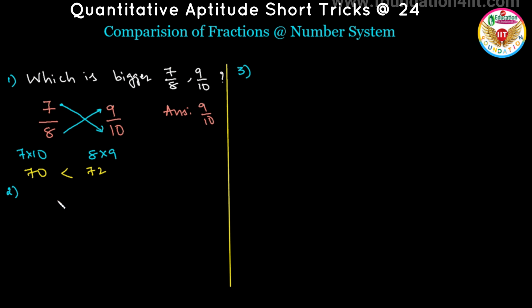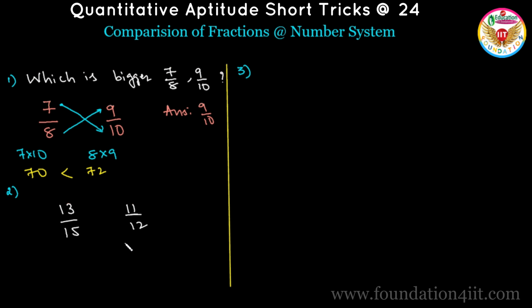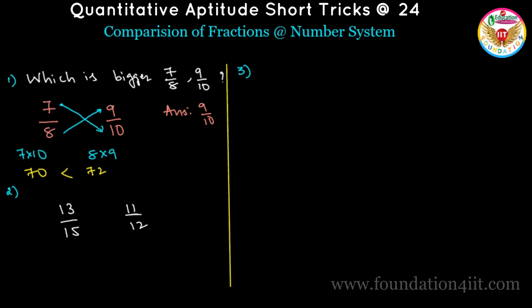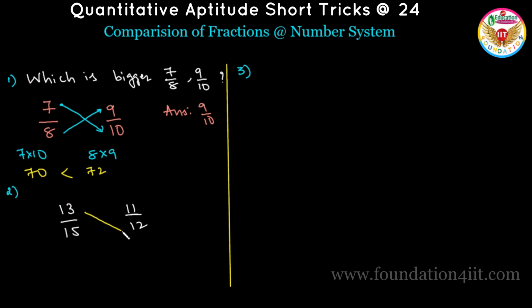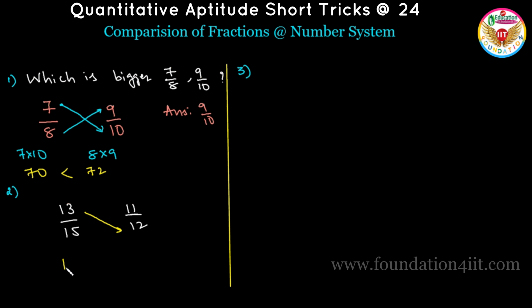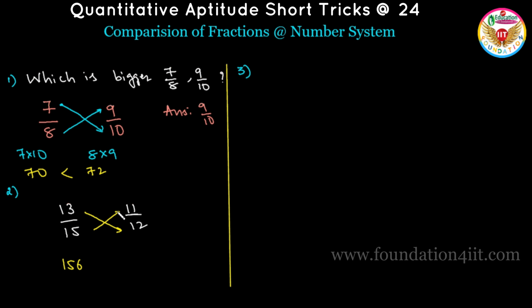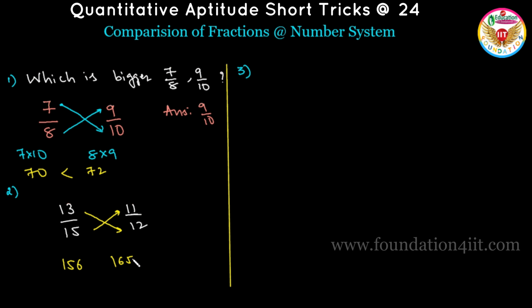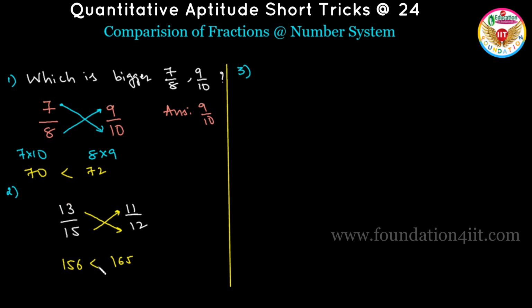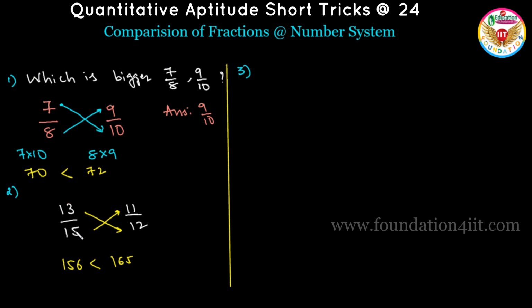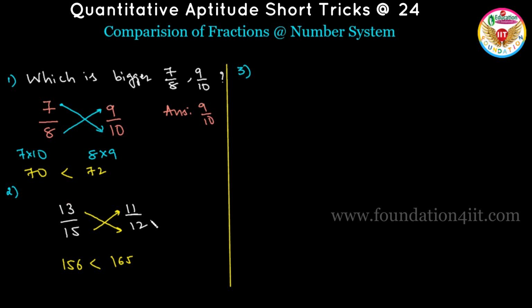Which is the greater among 13 by 15 and 11 by 12? Instead of making the same denominator or doing division, you can simplify: 13 into 12, 156, and 15 into 11, so 165. 156 is less, so obviously 13 by 15 is less, and 11 by 12 is the greater.